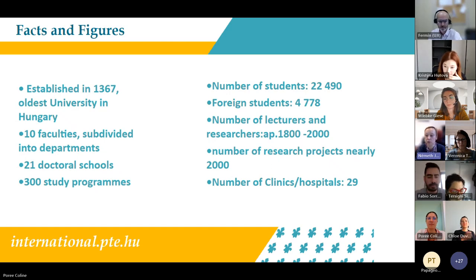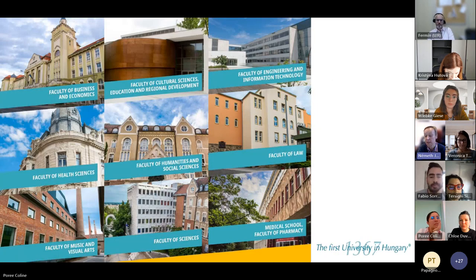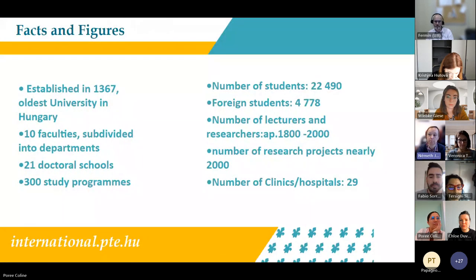Our number of lecturers is 1,802, and we have a lot of research projects. And as we have a medical school, and there are only four medical schools located in Hungary, one is located in Pécs. So we have a lot of clinics, hospitals, and not only in Pécs, but in several smaller cities around in our county. So now the total is 29 different hospitals.